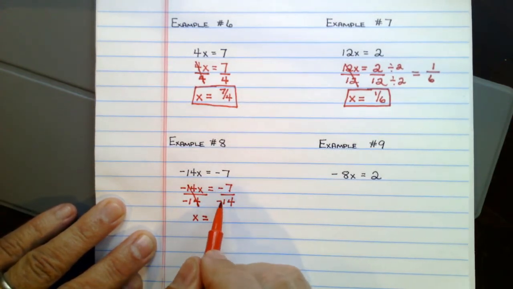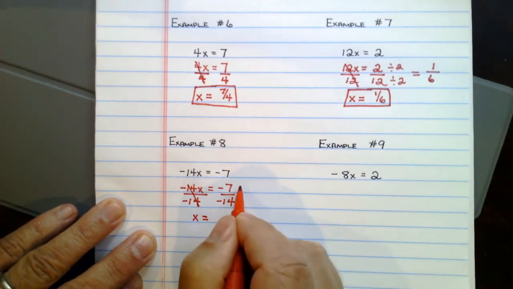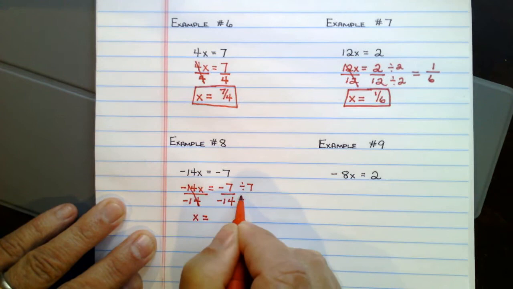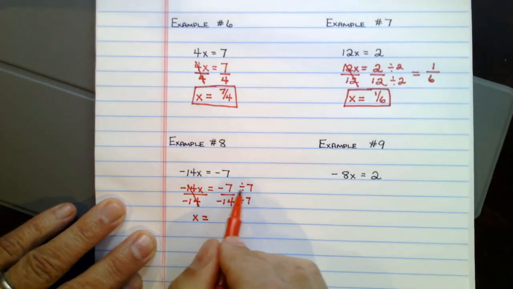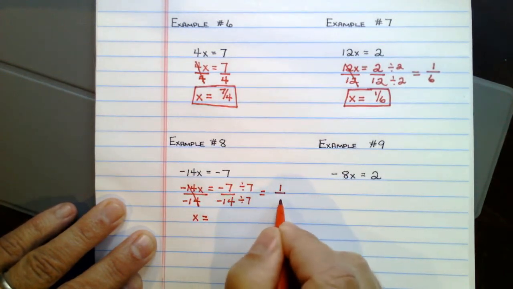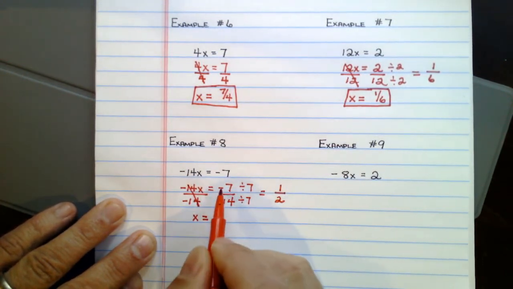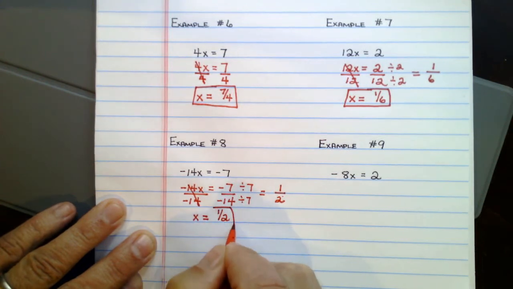Not only do I need to reduce it that way, I also need to find the biggest number that will go into 7 and 14, and that is 7. I need to divide both the top and the bottom by 7. 7 divided by 7 is 1. 14 divided by 7 is 2. And remember, a negative divided by negative is a positive. My answer is going to be positive 1/2.